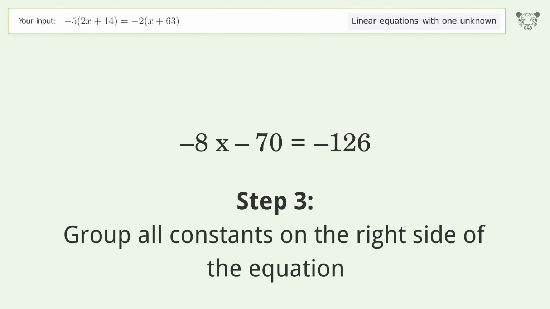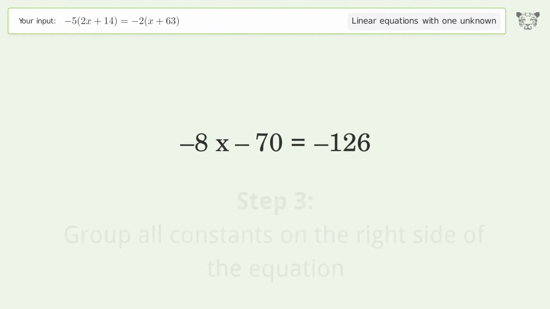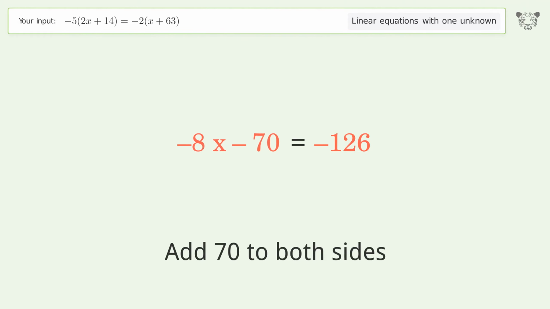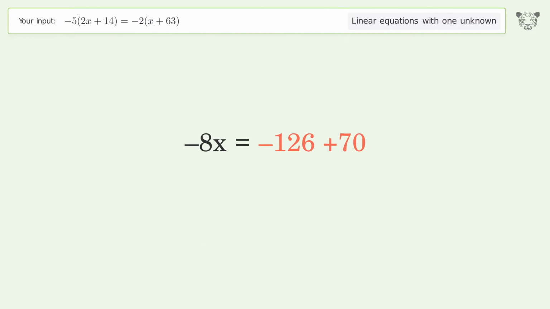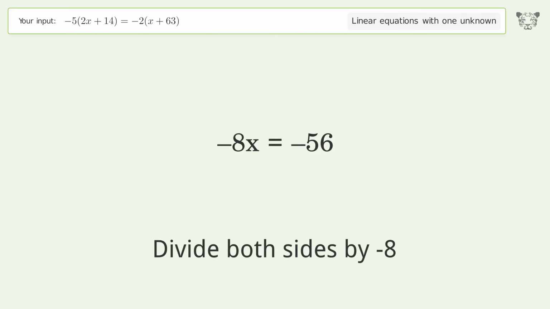Group all constants on the right side of the equation. Add 70 to both sides. Simplify the arithmetic. Isolate the x. Divide both sides by -8.